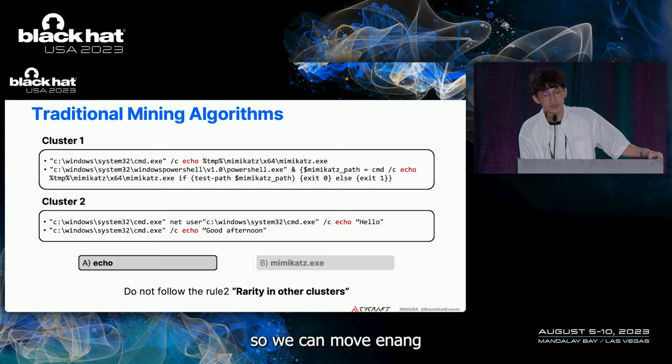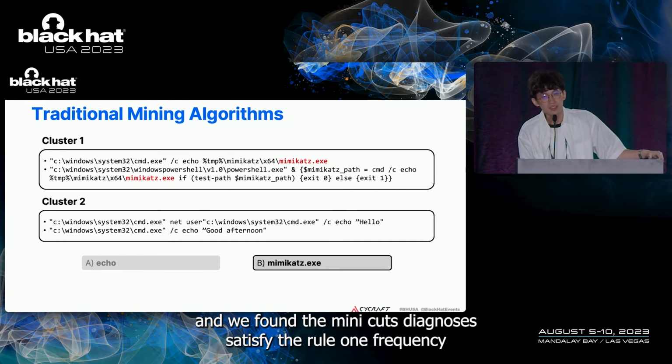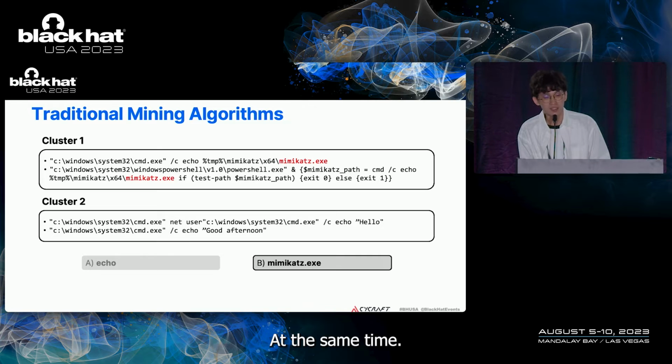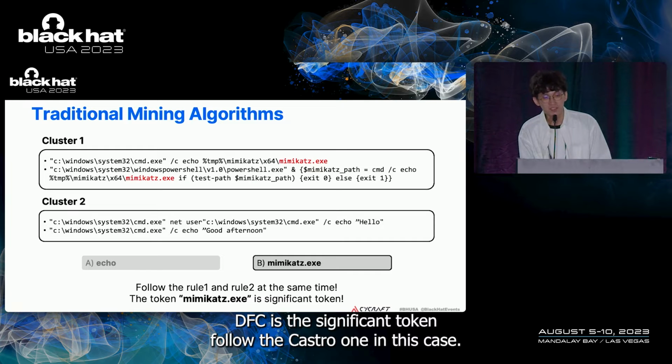So we can move on to the second token, mimicast.exe. We found that mimicast.exe satisfies rule 1, frequency within the same cluster, and the second rule, rarity in other clusters, at the same time. So we can confidently determine that the token mimicast.exe is the significant token for cluster 1 in this case.